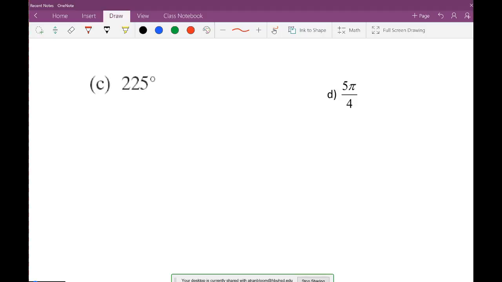Okay, we have 4 more. Here we go. Summer wanted to know, the angle that they give you, is that always going to be the reference angle? So the answer is no, like this one, okay? It's okay. Here we go. Draw it out.